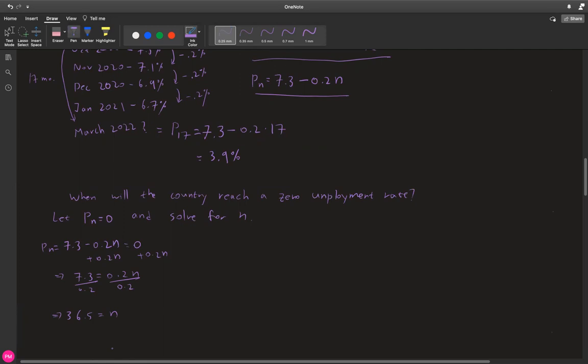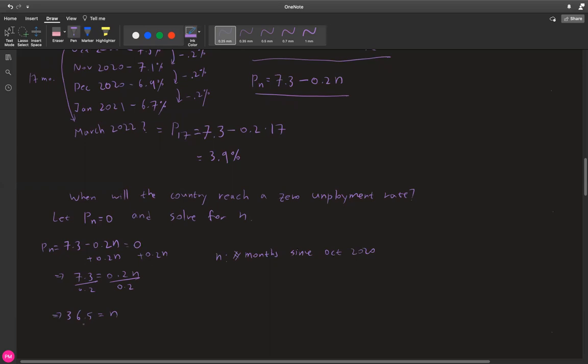What does that mean? How does that tell you when the country will reach a zero unemployment rate? Here we should remember that n is defined by the number of months since October 2020. So we can see that after 36.5 months from October 2020, we will reach zero unemployment rate.